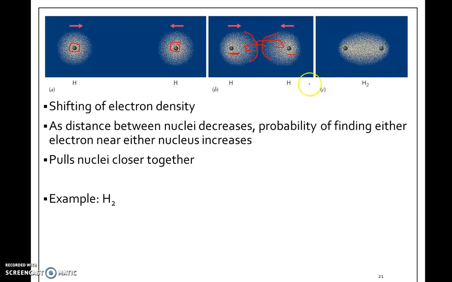And you can see the probability density of the electrons has now been shared, and they're evenly spaced between the two atoms. As the distance between the nuclei decreases, the probability of finding either electron of the hydrogens on either nucleus increases. Basically what that means is you can see that the orbitals are shared between the two atoms. And so instead of having one sphere, you have an elongated oval.